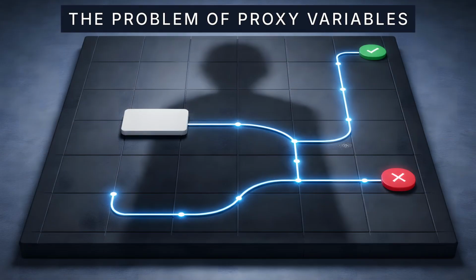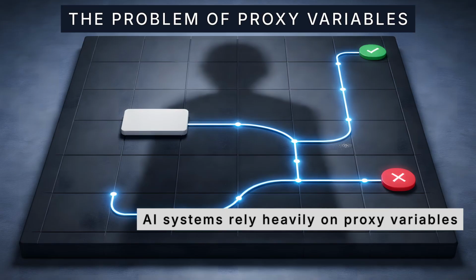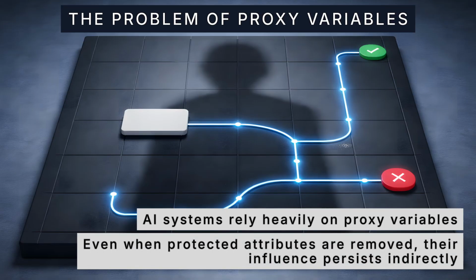The problem of proxy variables. AI systems rarely use sensitive attributes directly. Instead, they rely on proxy variables. For example, zip codes may correlate with income or ethnicity. Education history may correlate with socioeconomic status. Employment gaps may reflect caregiving roles. Even when protected attributes are removed, their influence persists indirectly. This makes bias difficult to detect and harder to eliminate.